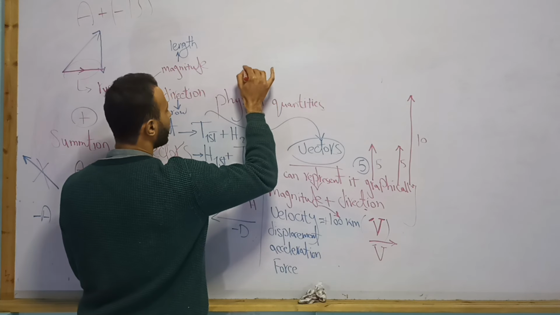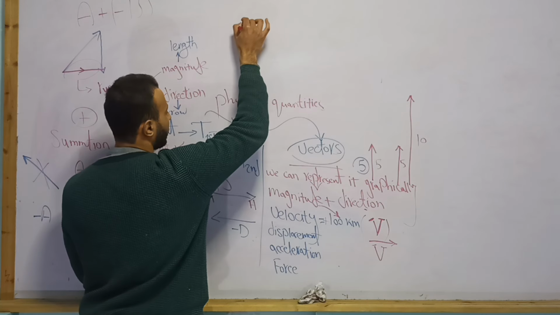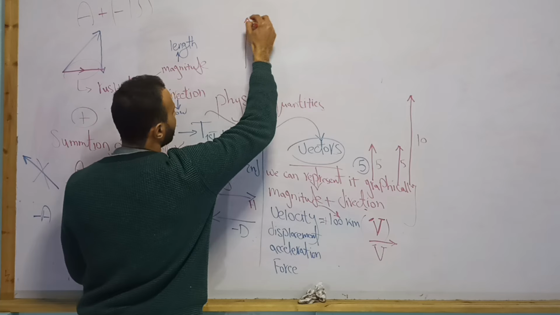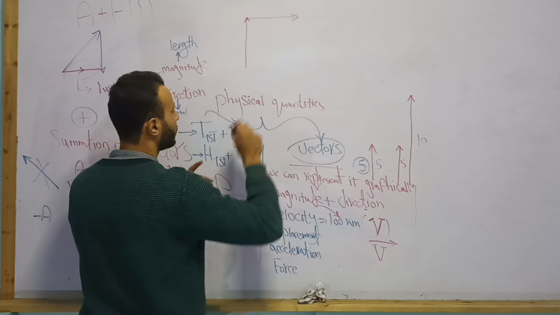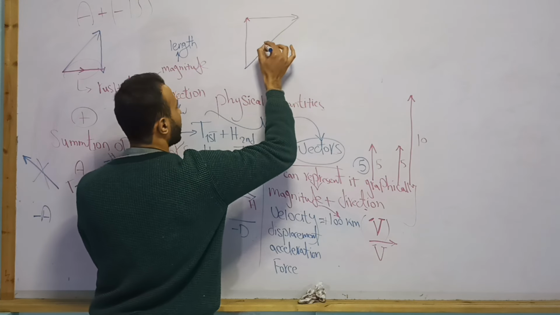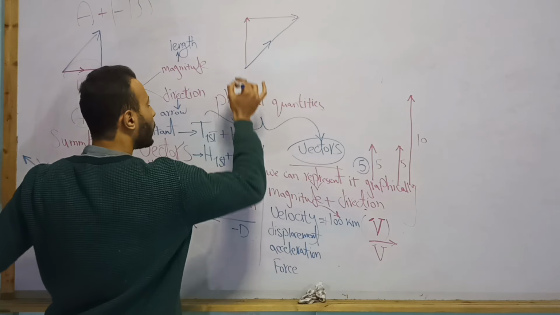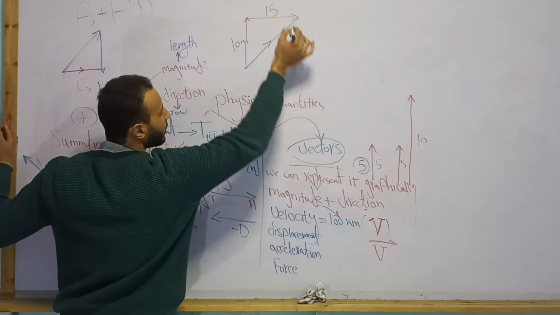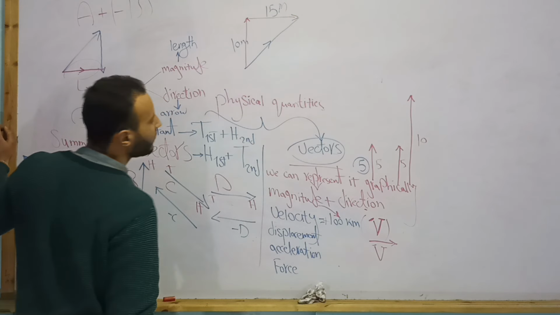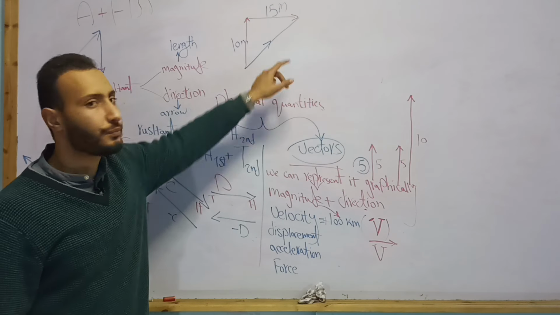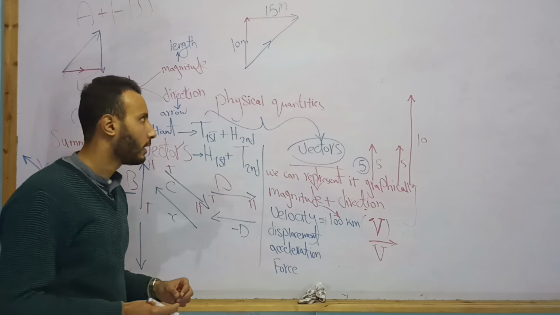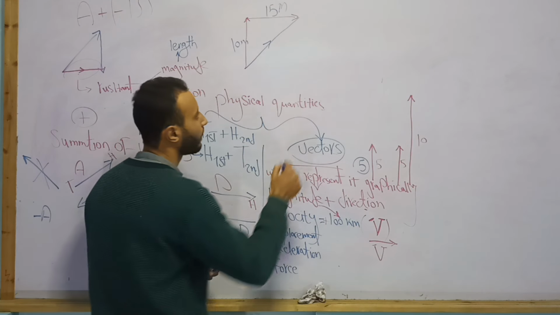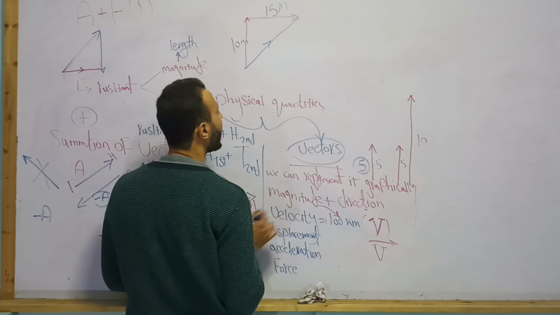If the first vector is like this, and the second vector is like this, so where is the resultant? The resultant is this one. Okay, and this one was 10 meters and this one was 15. So how can we get the resultant? We use something called the Pythagorean theorem. Okay, so how can we use it?